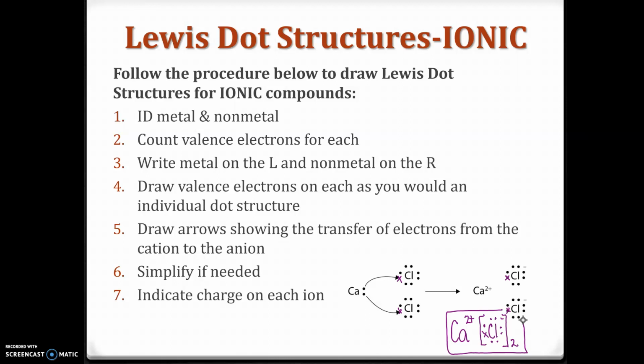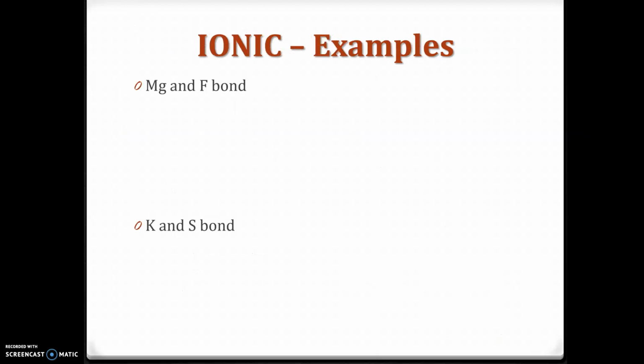Calcium has a 2+ charge, so the 2 comes down on chlorine, giving it the 2 subscript. So our crossover method being used to check this is really, really helpful. So what we're going to do is some practice. We're going to do magnesium and fluorine.